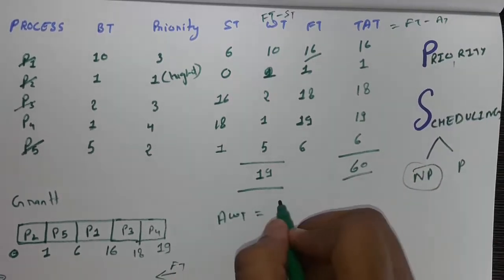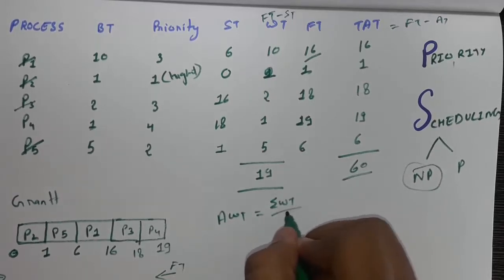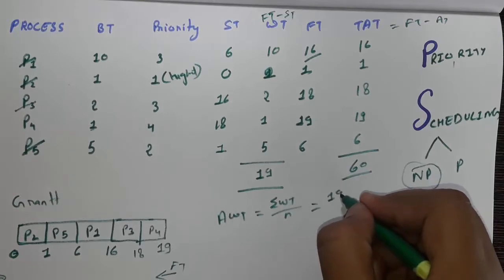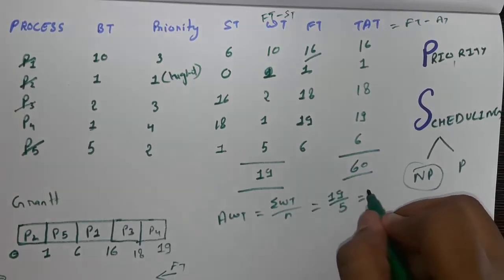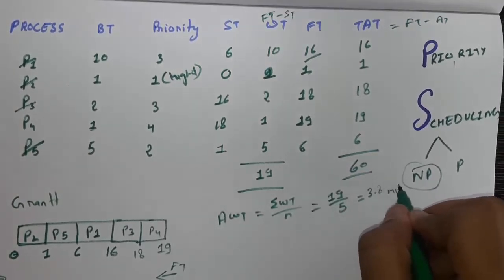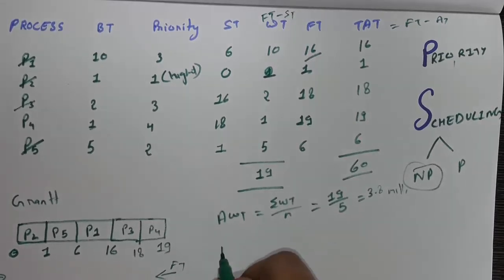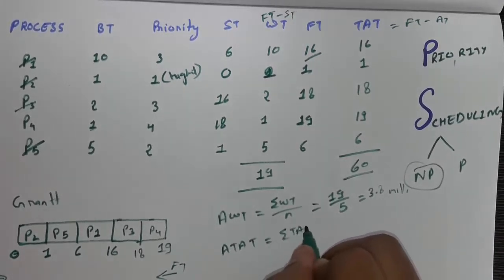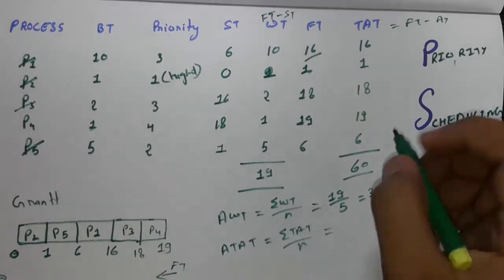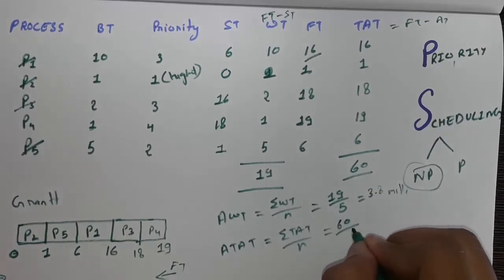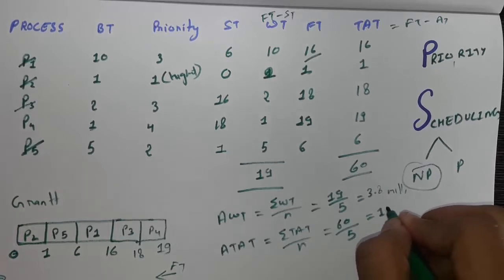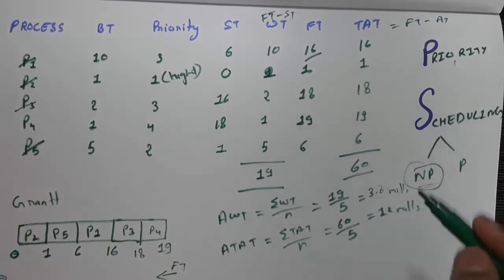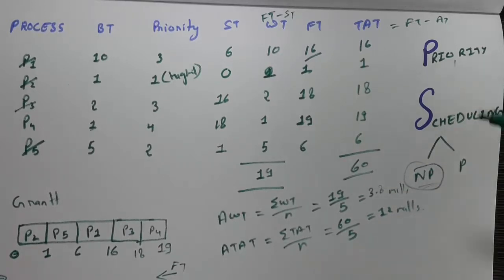Now in the question it will be asked to find the average waiting time. To find the average waiting time, take the sum of waiting time divided by the number of processes. The waiting time sum is 19 divided by 5, so the answer will be 3.8 milliseconds. And the average turnaround time will be the sum of turnaround time divided by the number of processes. The sum is 60, processes are 5, and the answer will be 12 milliseconds. So this is the non-preemptive type of priority scheduling in CPU scheduling methods.